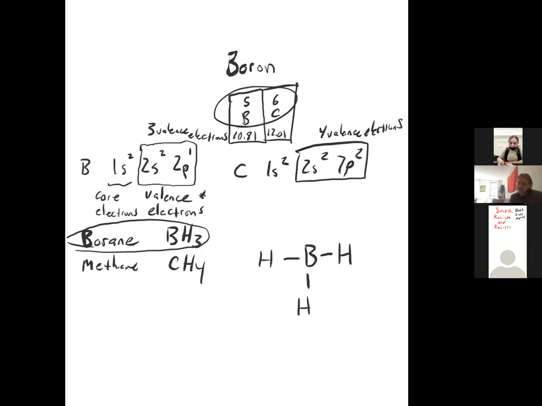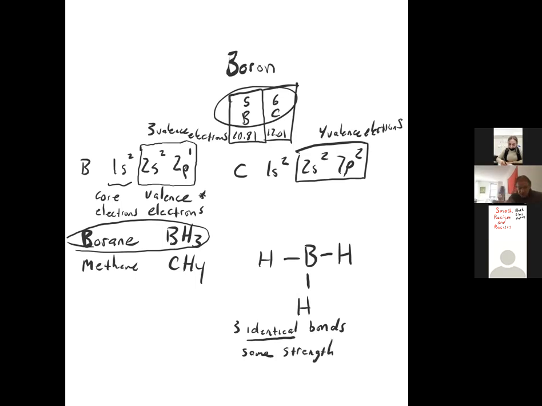Notice it's non-octet, right? Boron is an interesting element in that it very frequently only has 6 valence electrons. It is possible for it to have 8, but it typically only has 6. It's very common, okay? What we know, here's our evidence about borane. It has 3 identical bonds. When I say identical, what I mean is the same strength.